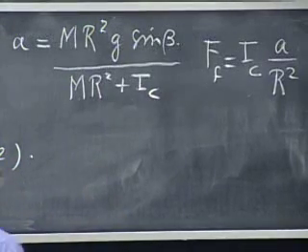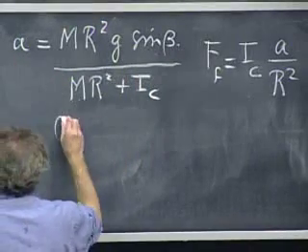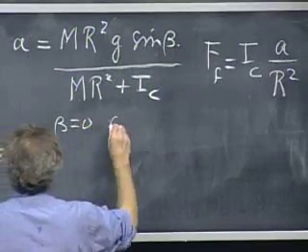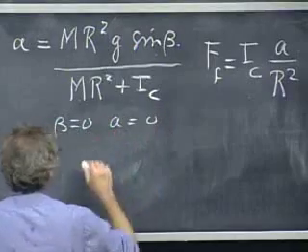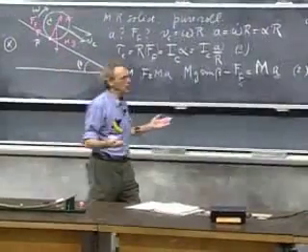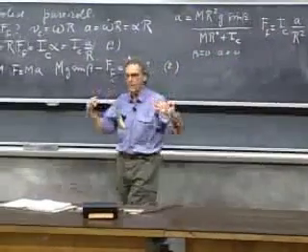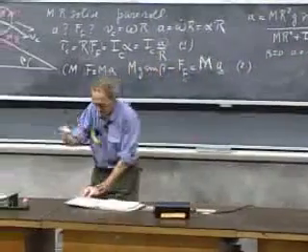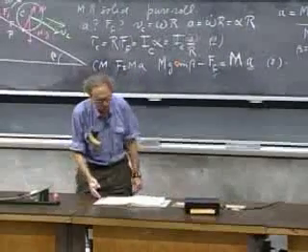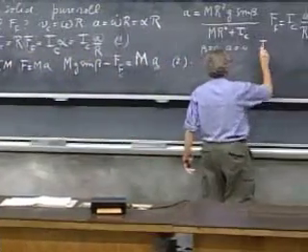Let's first take a look at beta related to A. Notice when beta equals 0, that A equals 0. It better be. If there is no slope, there cannot be any acceleration. Notice if A equals 0, the frictional force is also 0. It better be. So that is an easy check that you can do. An internal consistency check.